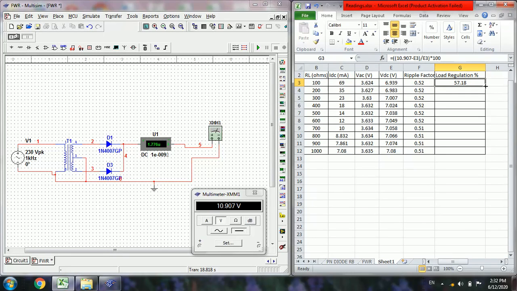Now we got this value, just drag this one. So this is your load regulation values. We can have the plot between RL and load regulation value also. Just it gives a straight line with some slope.